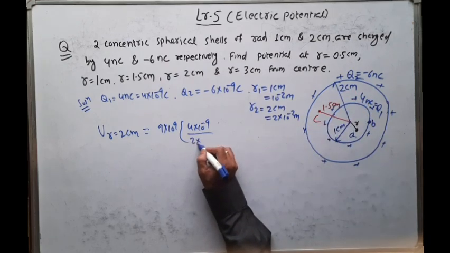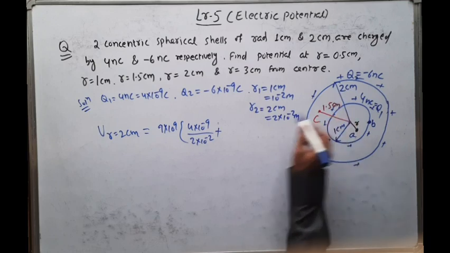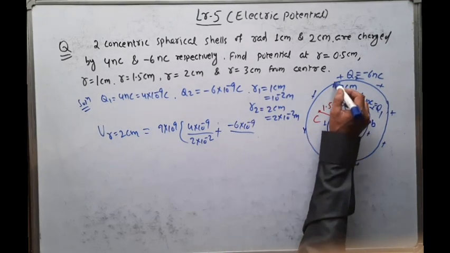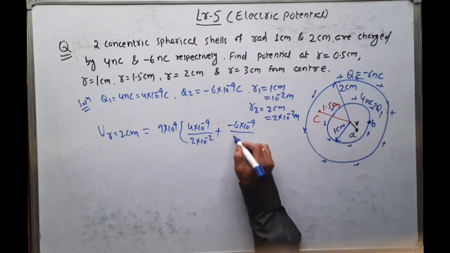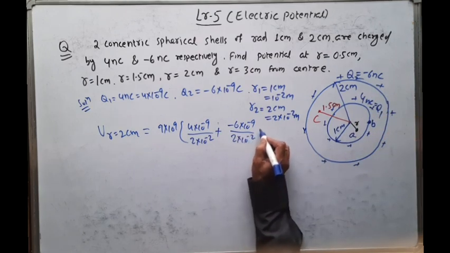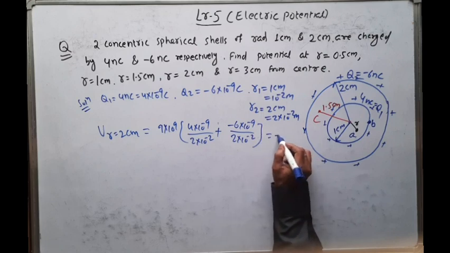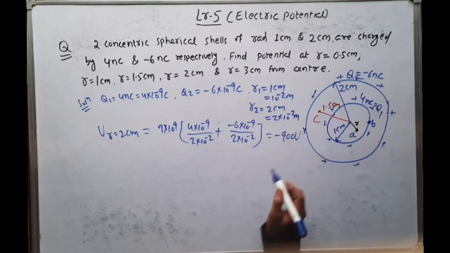That is 2 into 10 to the power minus 2, plus Q2 is minus 6 nanocoulomb, divided by this point is lying on the surface, so 2 into 10 to the power minus 2 meter. So if you calculate, you will get minus 900 volt.